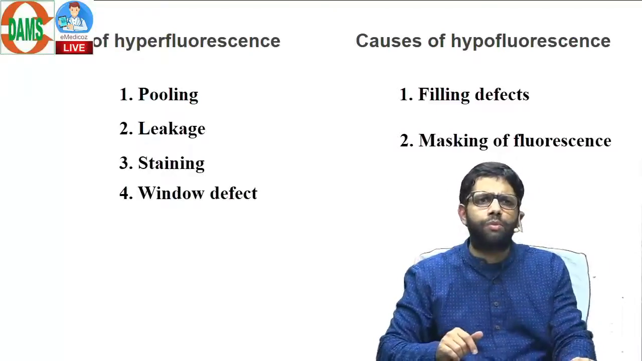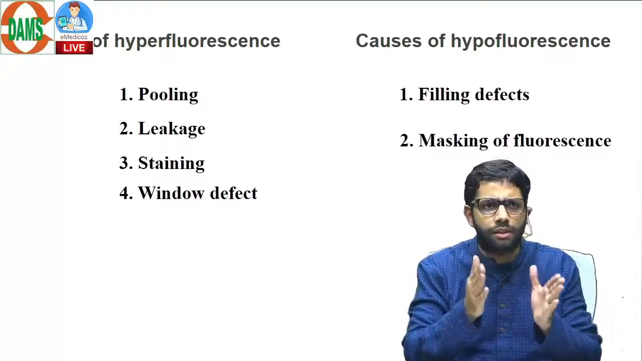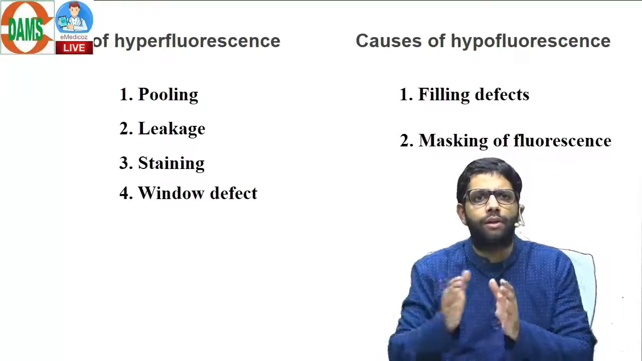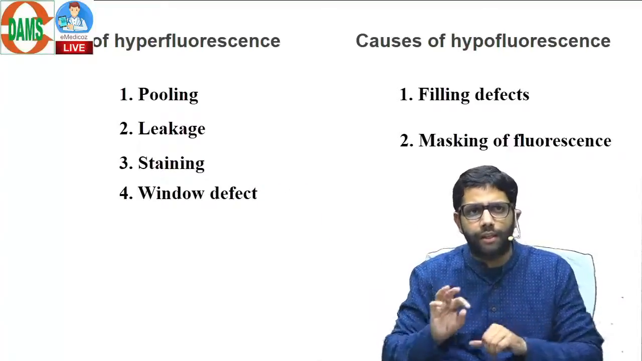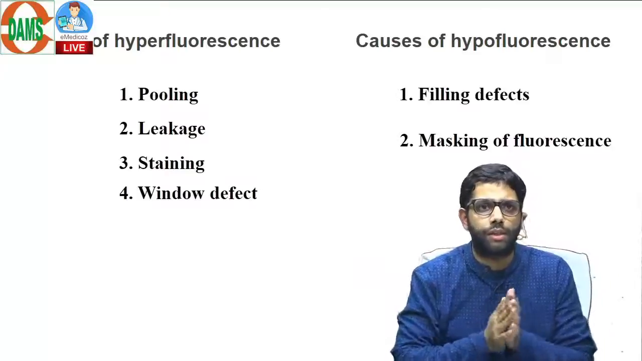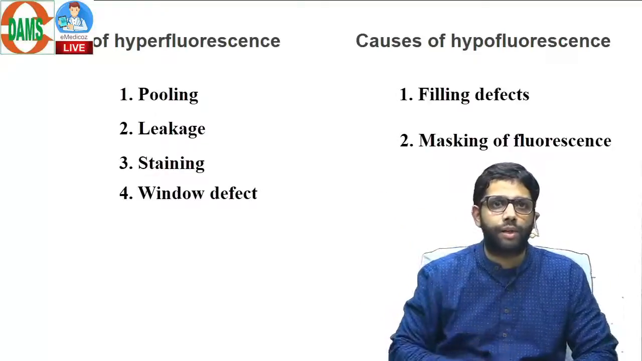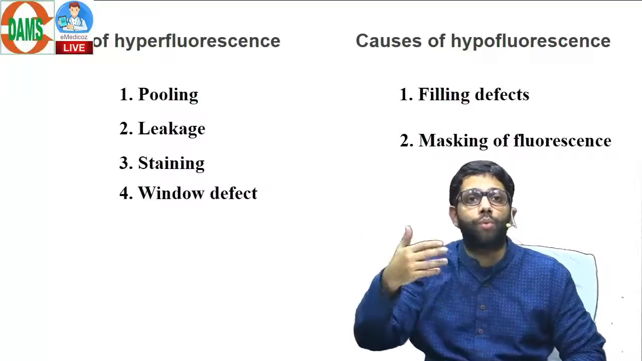Now the clinical examples will be, of course, when we study the retina, we will teach some retina pathologies in which all of these are seen in detail. But I will tell you one by one today in a short manner. What will you see? What is pooling? So let us see one by one. Let us see first. Hyper means more dye you are seeing.